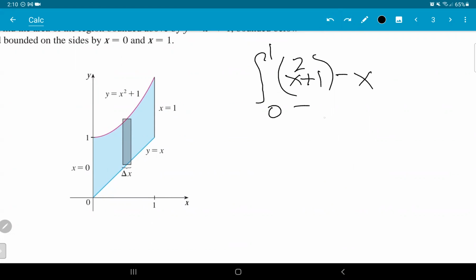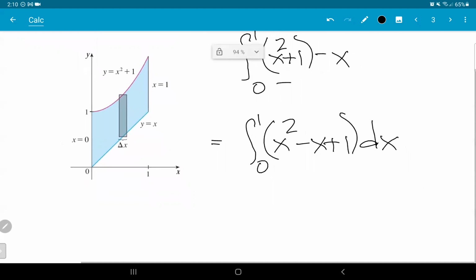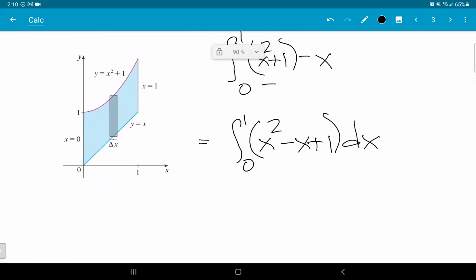Okay, so that's with respect to x. Of course, there should be a dx here, but if it's understood to be with respect to x, then you may omit writing that symbol there, which reminds us we're integrating with respect to x. But I'll put it in the second line here. So simplifying gives the integral of x squared minus x plus 1, from 0 to 1. And we just have to evaluate this integral to get the exact area of that shaded region there.